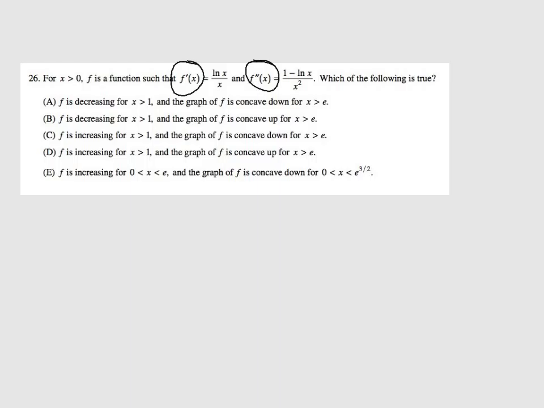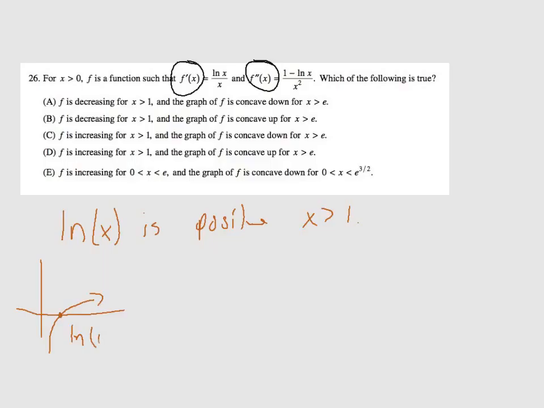So we have ln of x over x. Well, important to understand that ln of x, this is when we're talking about this being negative and positive. We know when x is going to be negative and positive, but ln of x is positive when x is bigger than 1. Okay, so ln of x, if you remember the graph of ln of x from pre-calc, ln of 1 was 0.